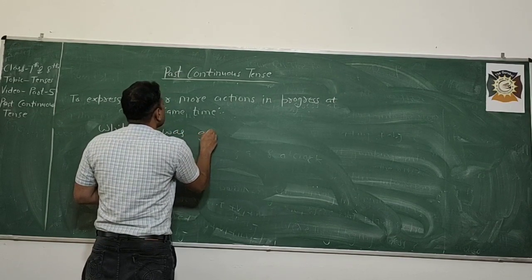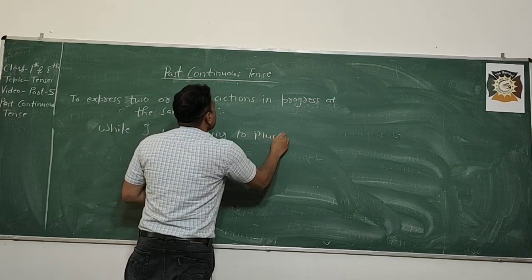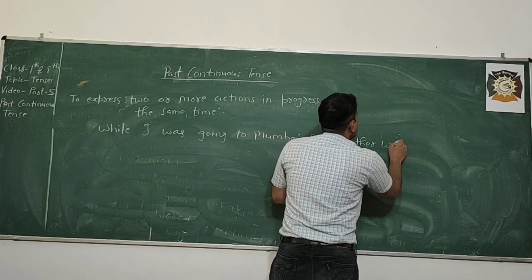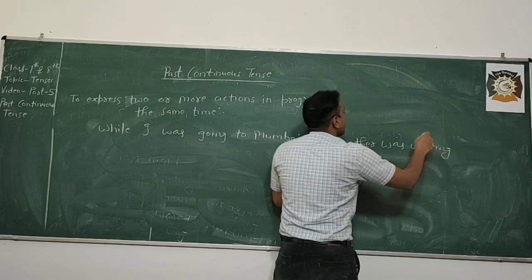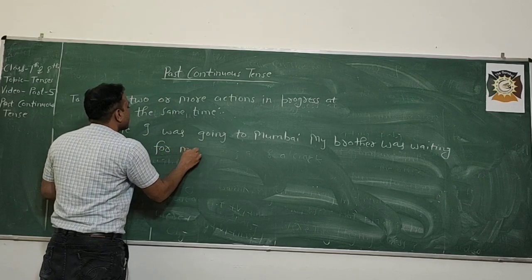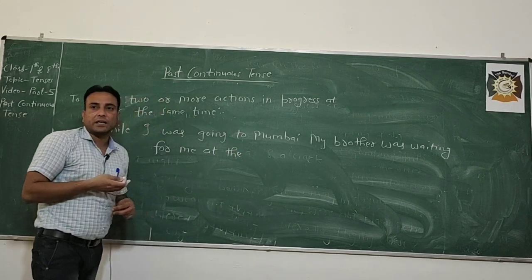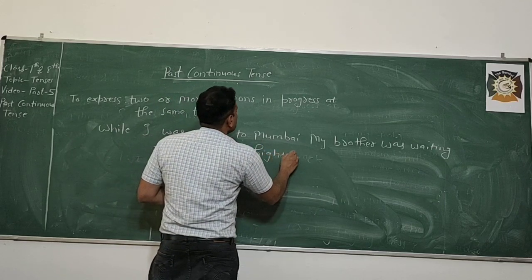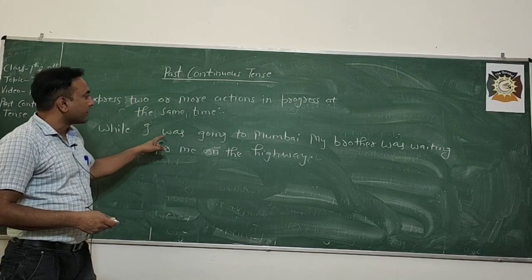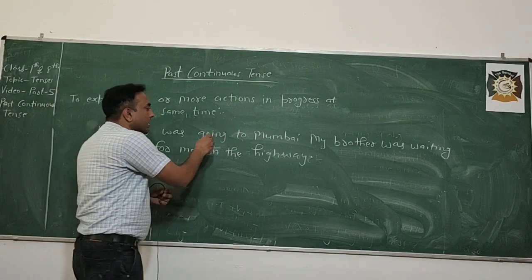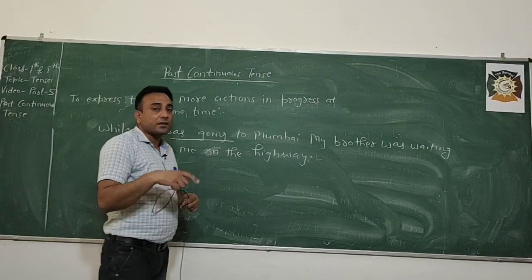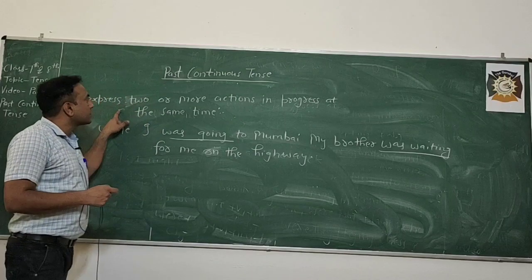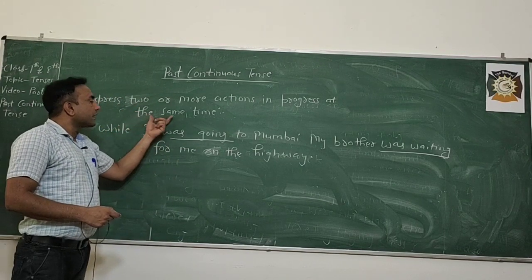While I was going to Mumbai, my brother was waiting for me at the railway station or on the highway. Two actions are going on. The first action is that you are going to Mumbai, and the second action is the waiting of your brother for you. So two actions are going simultaneously. So this tense is used to express two or more actions in progress at the same time.